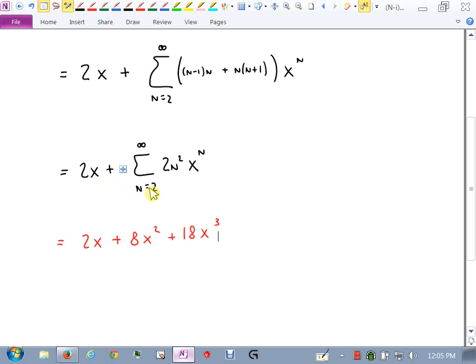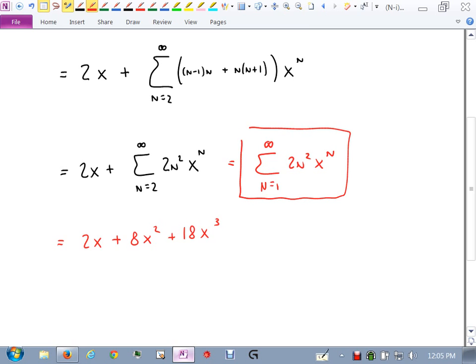If n was 1, it's not 1, but if it was, what would we get? 2x. Just coincidentally, right? It actually turns out that this first one would come out of this series if I let n be 1. So instead of writing it like this, I could have just written it as the sum from n equals 1 to infinity of 2n squared x to the n, just because that first one happens to also match this formula by chance. So that would probably be the cleanest answer you could give as a power series right there.